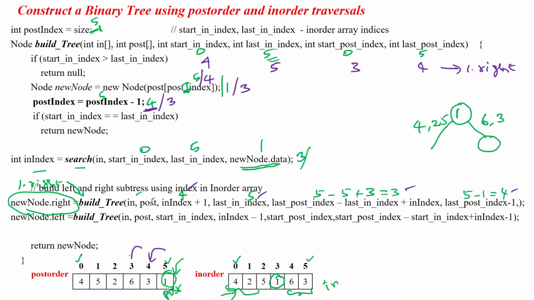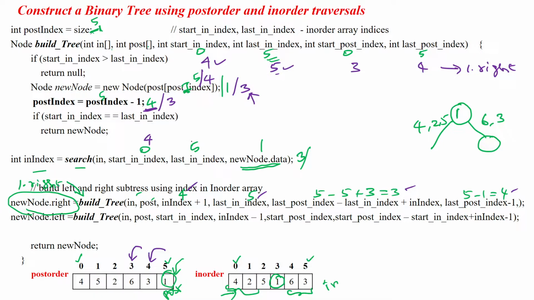So now post index is denoting the location 3 in the post order array. Then we are checking start index equal to last index. Start index is 4, last index is 5, which is not matching. Now we are searching for the element 3 in the in order array to find in which location it is available. So we are passing the starting index 4 and last index 5 in the in order.